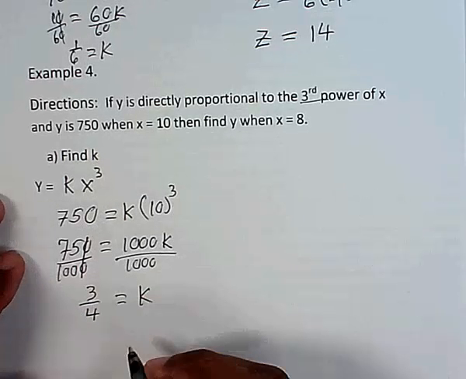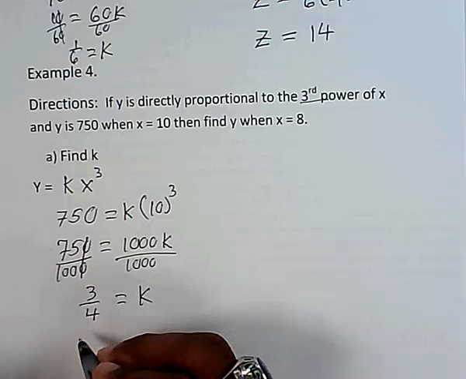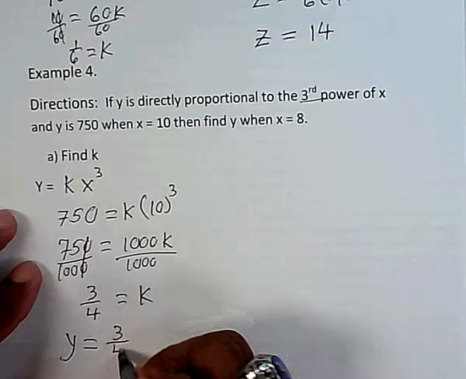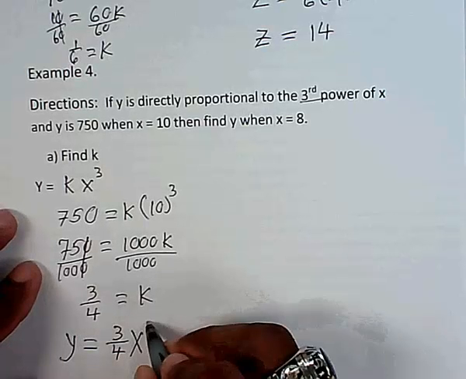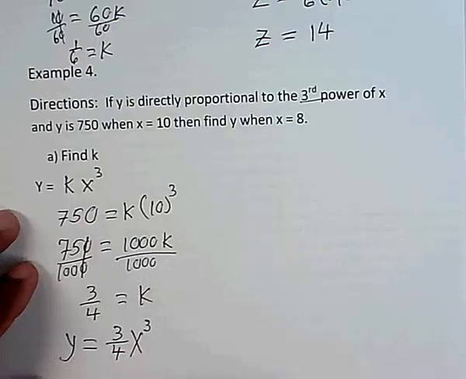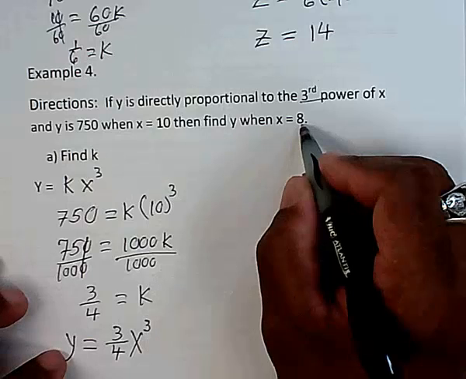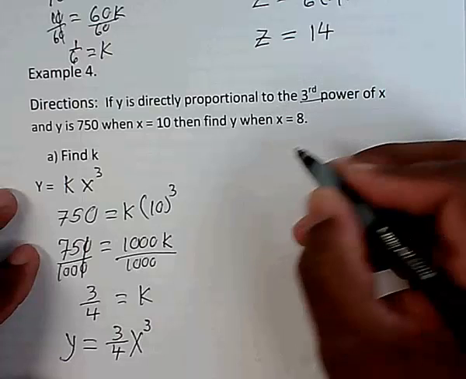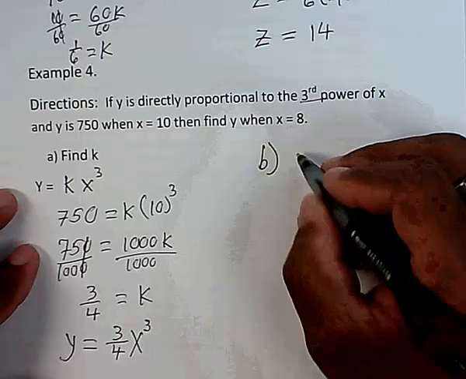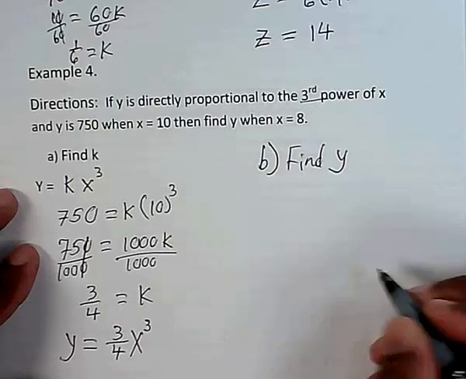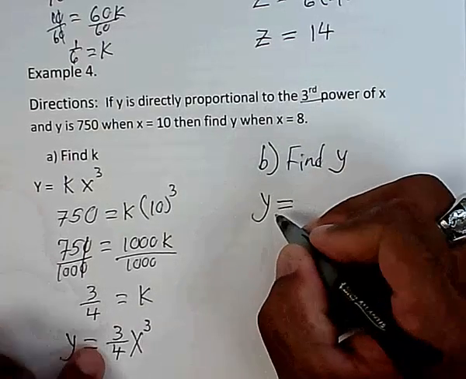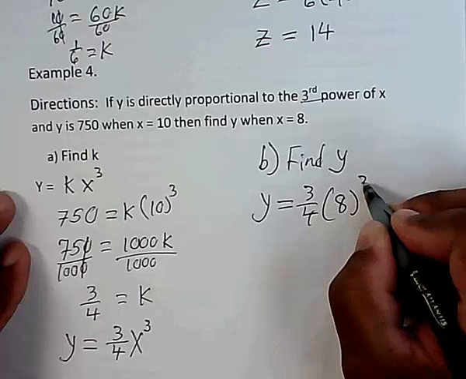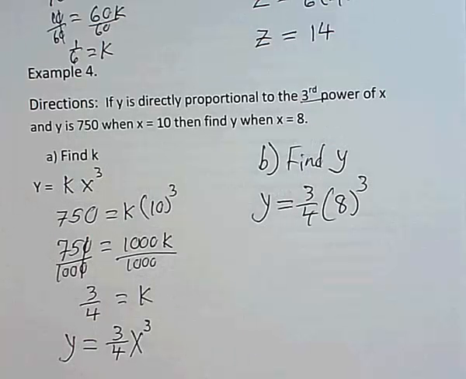Therefore, my equation in the nth power proportionality is that y equals 3/4 multiplied by x, where the x is raised to the third power. And now I'm going to be able to find the value of y when x is equal to 8 by substitution. So this will be the second thing that you would want to do. So part B here is to find y. And the equation that we just found out here, we place the x variable with 8. We're going to cube that. When you cube 8, you're going to get 512.